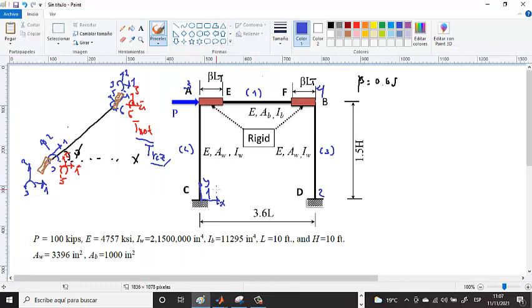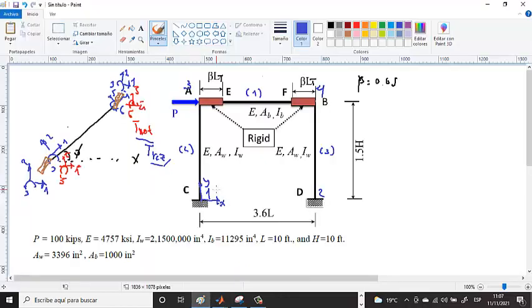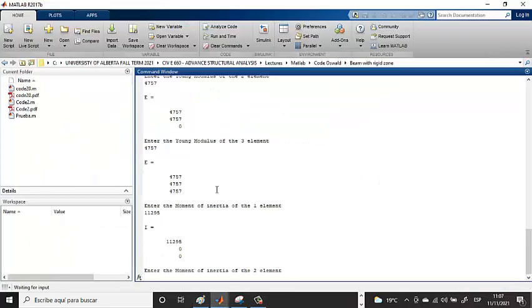The moment of inertia for the beam, which is our first element, is 11,295. For the moment of inertia of the column, it is 21,500,000, right? So it's 21,500,000, with 3 zeros here, the same for the other elements.